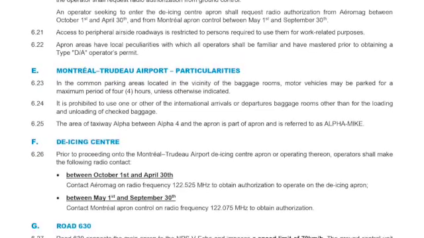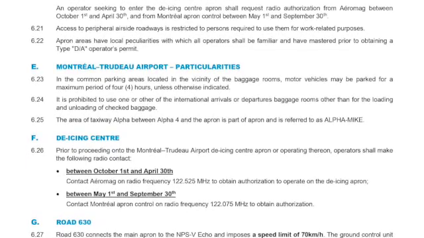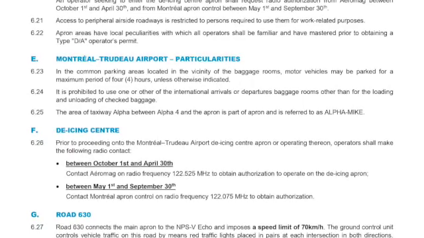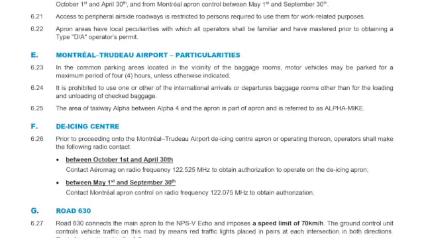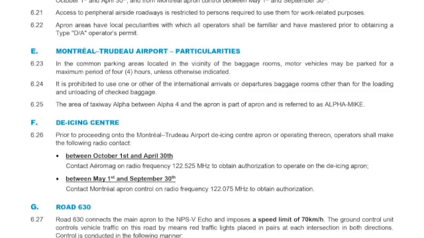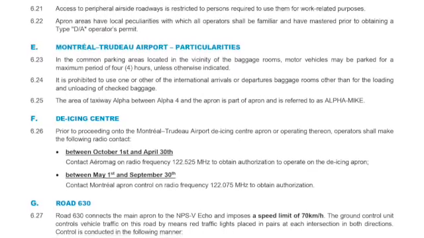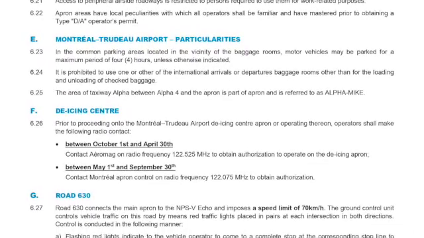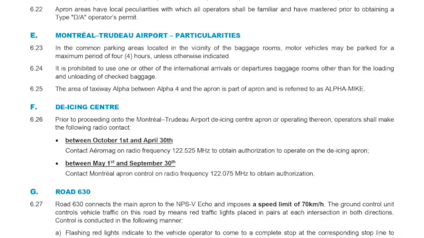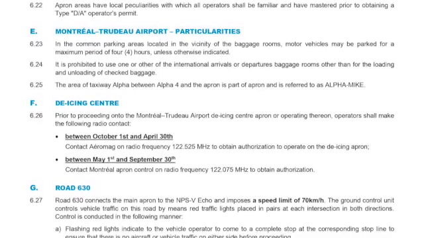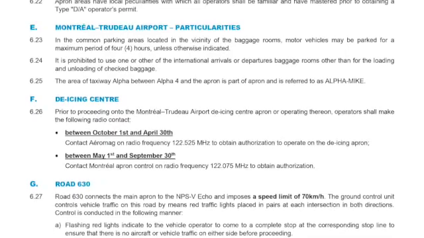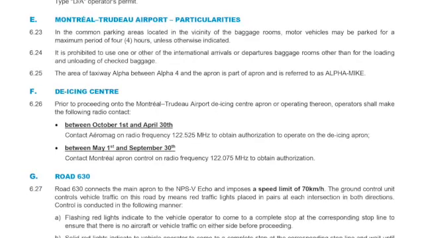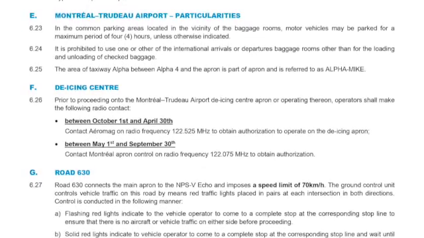F. De-icing center. 6.26. Prior to proceeding onto the Montreal Trudeau Airport de-icing center apron or operating thereon, operators shall make the following radio contact: between October 1st and April 30th, contact Aeromag on radio frequency 122.525 MHz to obtain authorization to operate on the de-icing apron. Between May 1st and September 30th, contact Montreal apron control on radio frequency 122.075 MHz to obtain authorization.